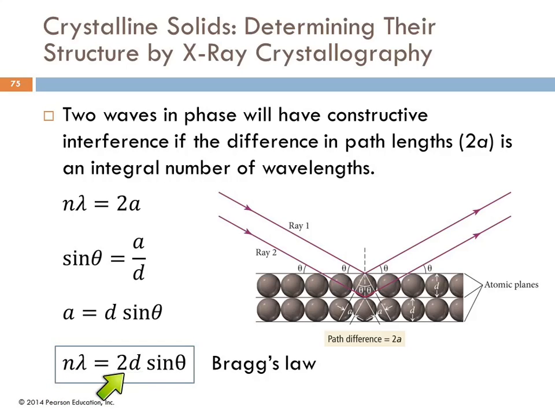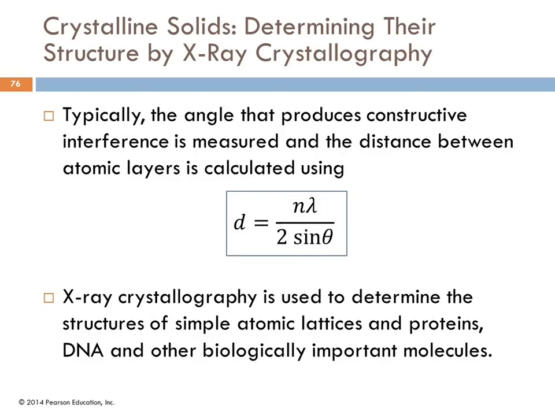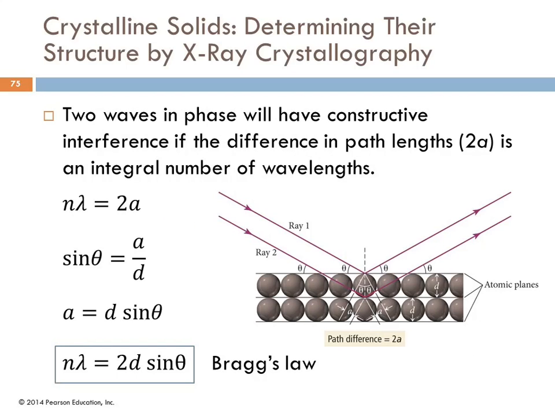That distance is 2d sine of theta, where d is the diameter of the atom. And so we can learn things about the diameter of the atom and how they're arranged by looking at the interference patterns. So typically the angle that produces constructive interference is measured. So they're going to measure theta, and then they'll figure out the distance between the atomic layers using this equation, which is just a rearrangement of Bragg's law. I should have said that's Bragg's law.